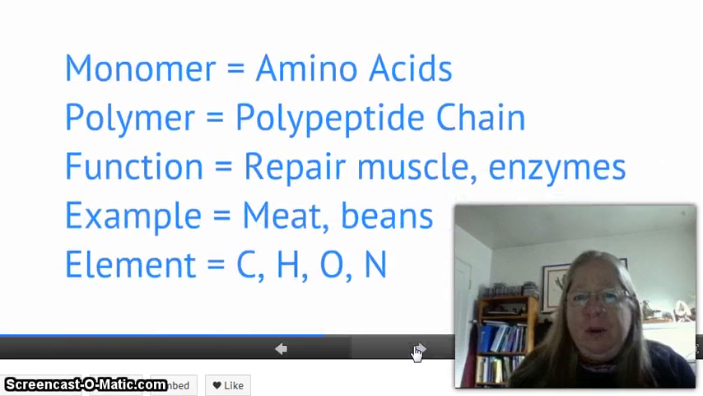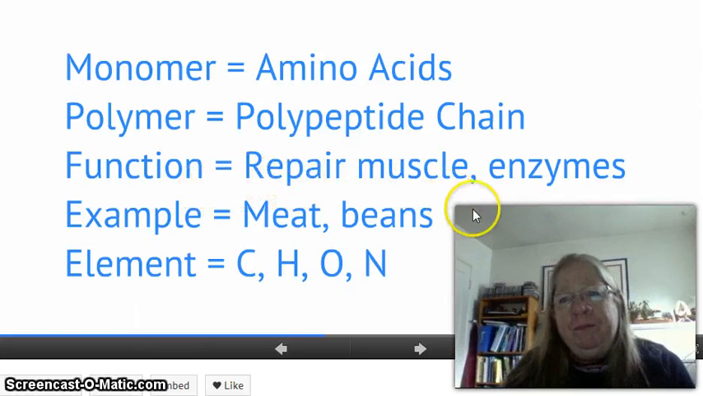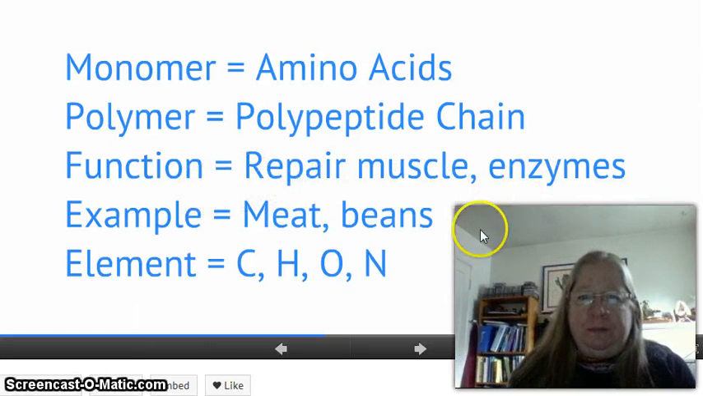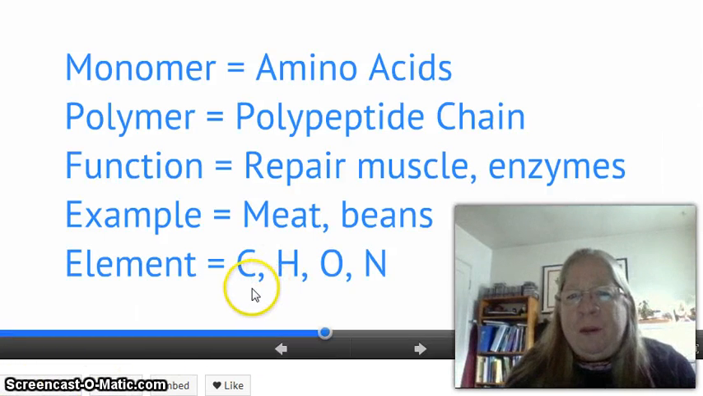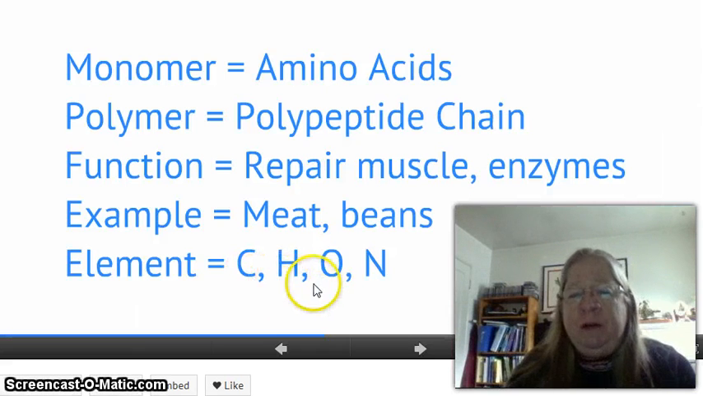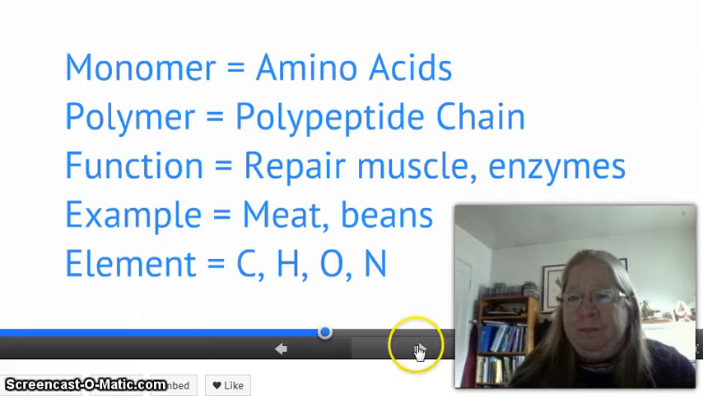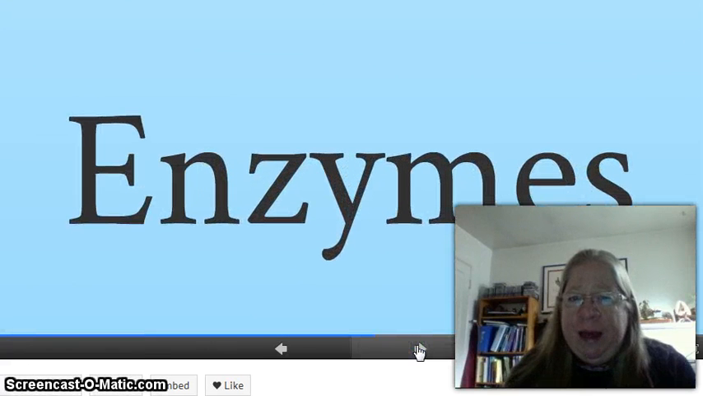Proteins. Very important to remember the monomer unit of proteins are amino acids linked together. One function is that they repair muscle. Enzymes are proteins. The elements that make up a protein are carbon, remember organic molecule, hydrogen, oxygen, and nitrogen. This is an image of an amino acid. Enzymes are very important proteins.